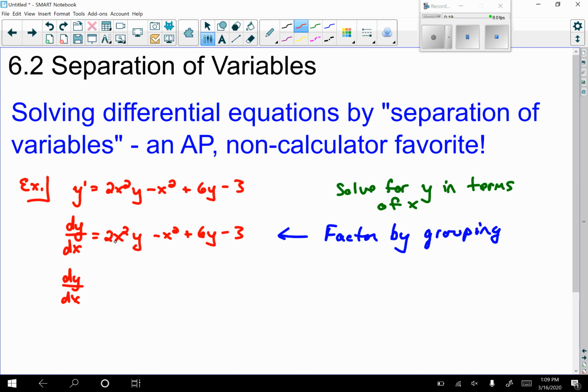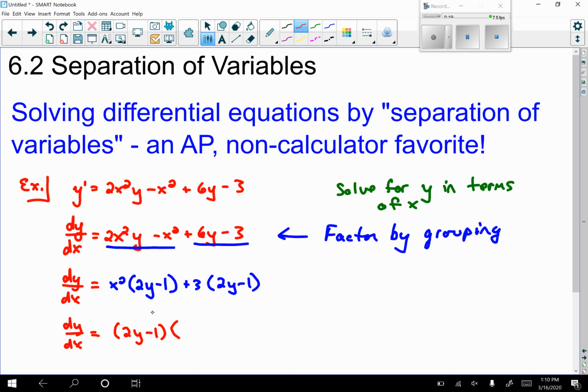2x squared y. So now if I look at my first two terms, I do have an x squared here. So I just want to factor out what these two terms have in common, which is the x squared. It's going to leave me with a 2y minus 1. Then I want to look at these two terms. I'm going to factor out a positive 3. And then what's left over is a 2y minus 1. So the 2y minus 1s are what we call a common binomial factor, and we're going to factor that out. And then what we have left is the x squared plus 3.